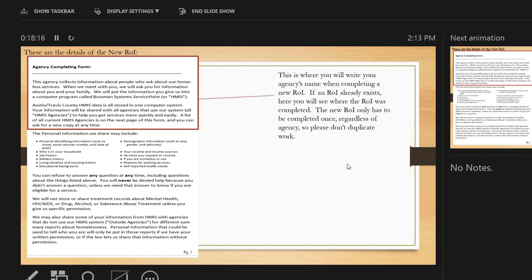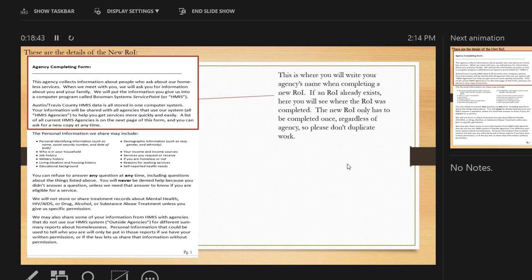Okay, so exactly like it says, this is at the beginning. It describes a little bit about the system, with the assumption that a client doesn't know what HMIS is yet, but it can be explained relatively quickly. And this first line is going to be a switch from the way we are currently gathering ROIs. Currently, when a client goes to a new HMIS agency, they're expected to fill out a new ROI regardless of how many times they've completed that ROI before and how many times they've given permission before. Instead, clients will only have to make that decision once.